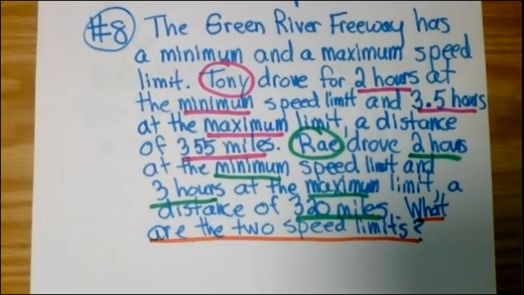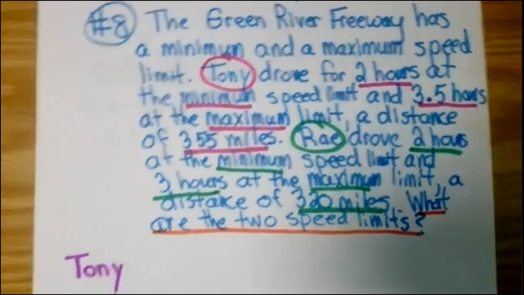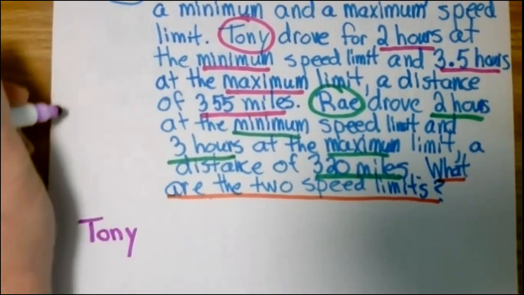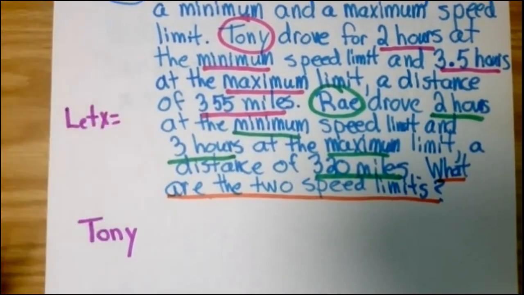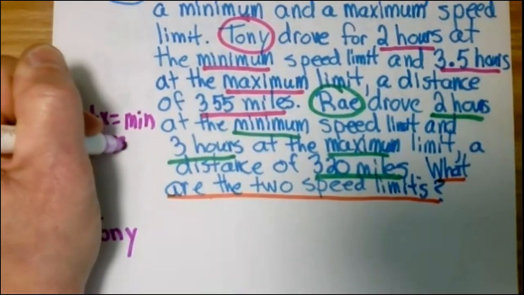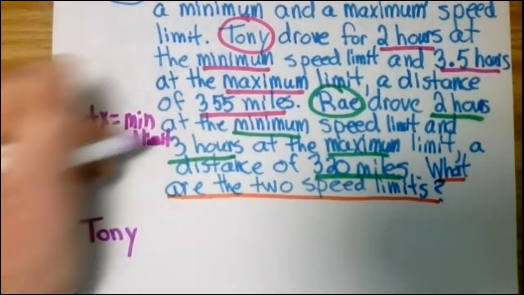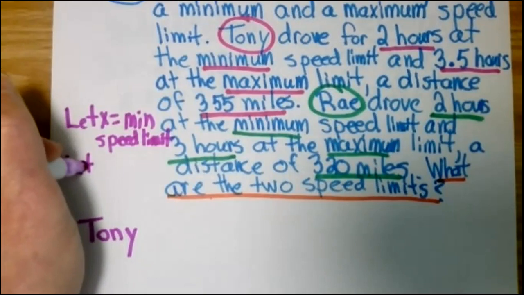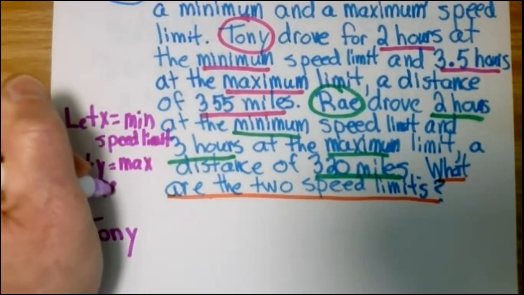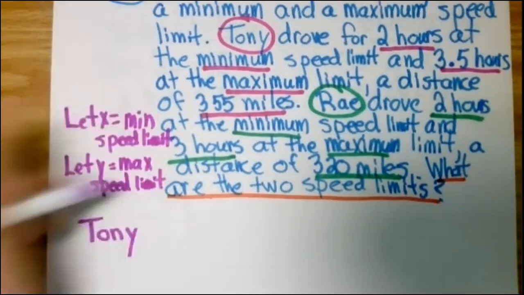So let's set up an equation for Tony. Since I used pink, let's put Tony in pink. What's Tony's equation going to be? Well, first of all, let's decide what our variables are going to equal. Let x equal minimum speed limit, and let y equal, what do you think? Maximum speed limit. Got to make sure we know what our x and our y stand for when we do these word problems.